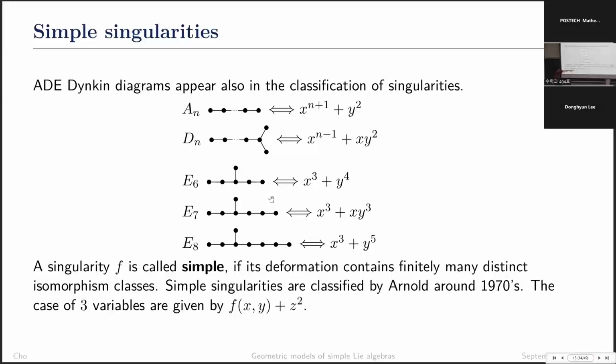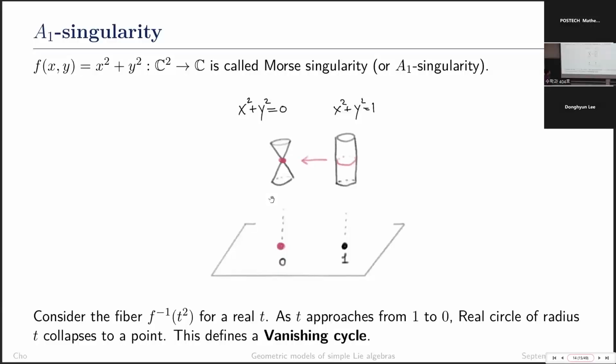So, let me also mention that this is the classification for 2 variables. A_n is x to the n plus 1 plus y squared. D_n is x to the n minus 1 plus x y squared. E6 is x cubed plus y to the 4th. E7 is this one, and E8 is this one. And when you have 3 variables, just add z squared, and that's also the list of simple singularities. So how do we understand what is singularity? This is what we mean.